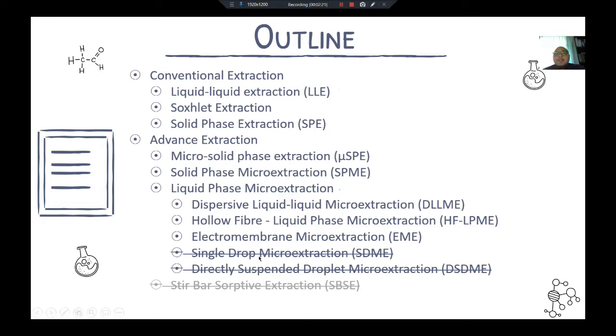So here is what we'll cover. Under liquid phase micro extraction, we will look into the dispersive liquid micro extraction, and then the hollow fiber liquid phase micro extraction, and then the electro membrane micro extraction method. So we will look one by one, slow and steady.